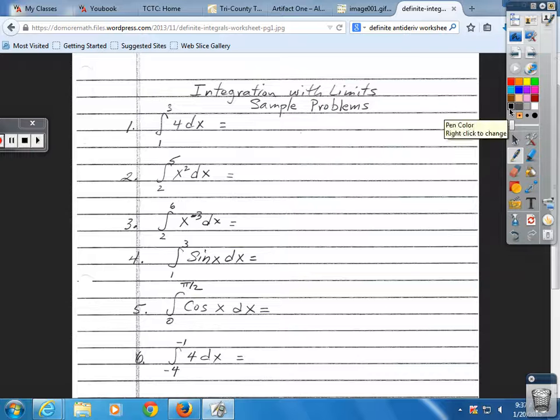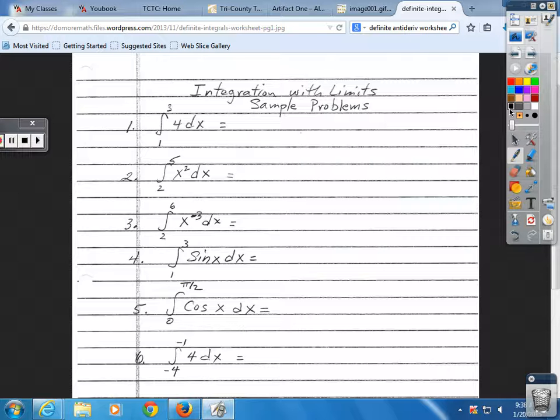Just curious. How long has it been since you had Calc I? 2 years. Less, 2 years. Okay, so we've got 2 people in there that it's been 2 years. It gets rusty, doesn't it? Not to mention the algebra.